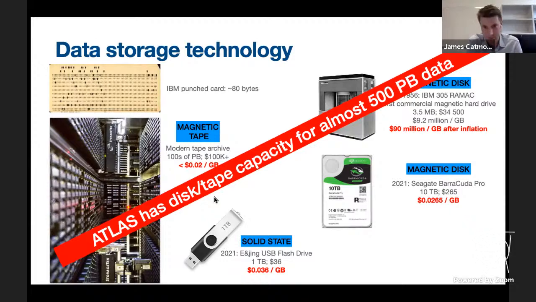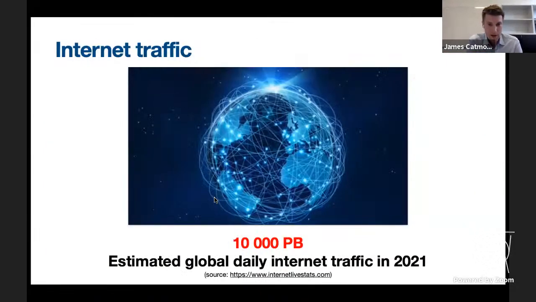500 petabytes of data. And just to finish off this introduction to computing, to give you a sense of how much internet traffic is being moved around the world, roughly every day, around 10,000 petabytes are beamed around the internet by fixed telephony and also mobile data. So that puts everything into context.